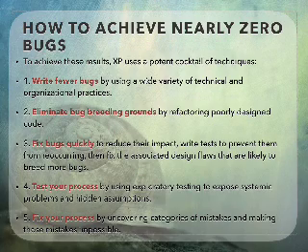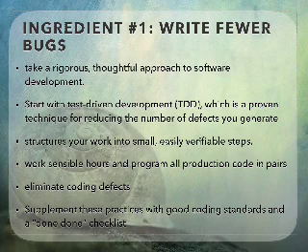Now, the first aspect which we talked about is writing fewer bugs. How do we do it? Is it possible to write fewer bugs, or do we assume that the programmer intentionally writes bugs into the code? It is not so. In that case, you need to take a rigorous and thoughtful approach to software development. Test-driven development, which we have seen in our earlier sessions, is a proven technique for reducing the number of defects, because you always have a testing part in every bit of code that you develop.